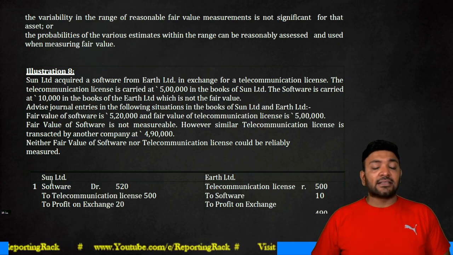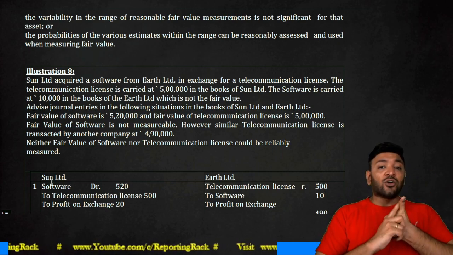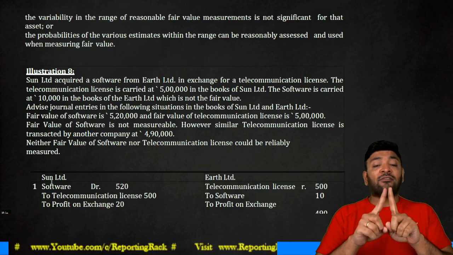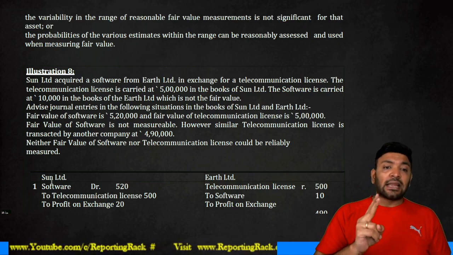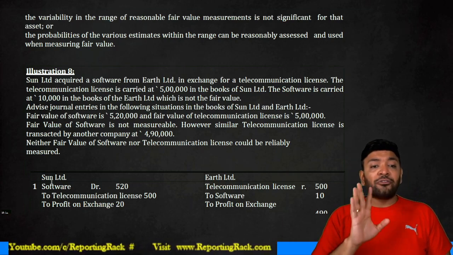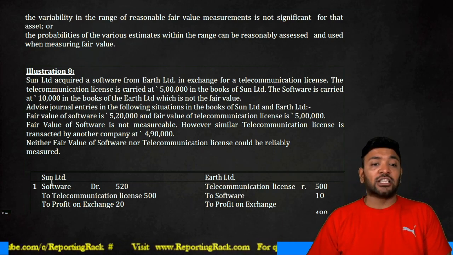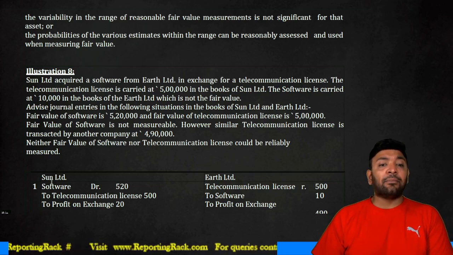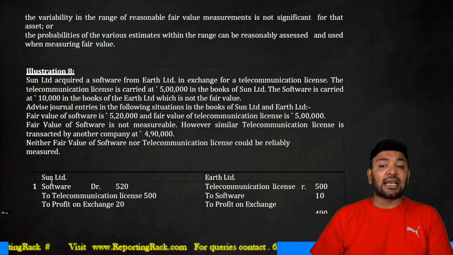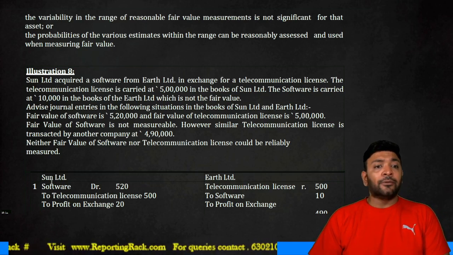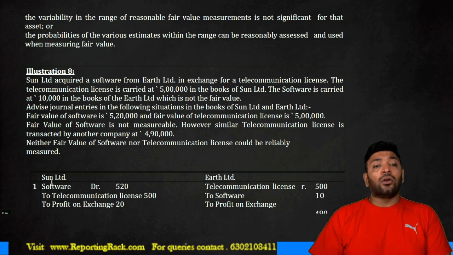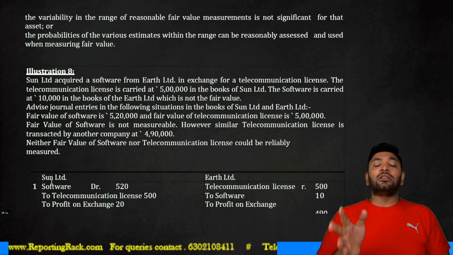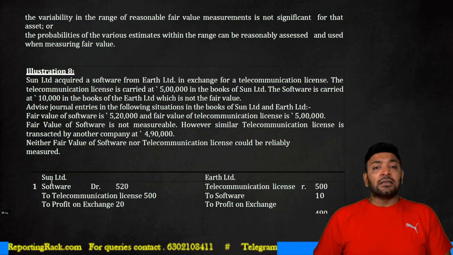3 different cases, guys. First one, fair value of software is 5,20,000. Fair value of telecom license is 5 lakh. That means both fair values are clearly visible. Second one, where the fair value of the software is not measurable. However, in a similar transaction, a telecom license is transacted at 490. Third, neither the fair value of the software nor the telecom license can be measured reliably. So all 3 cases will have to pass entries.